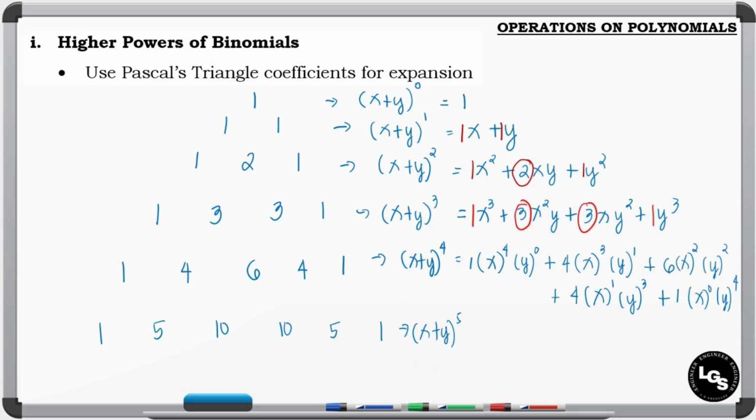So if we want to continue this, if we have x plus y raised to 6, that will become 1, 6, 15, 20, 15, 6, 1. So that will be our coefficients for the expanded form of our binomial if we have a degree equal to 6.